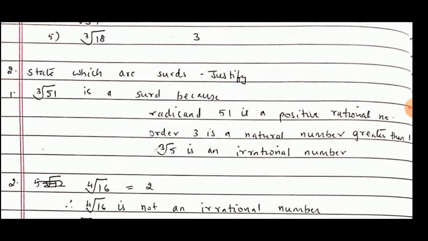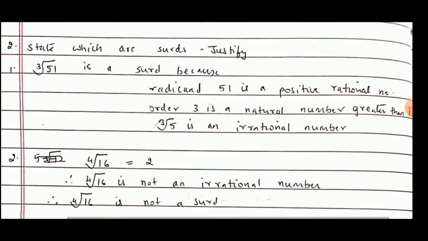First you have to write down whether radicand is positive or not. Then you have to write down the order of the surd, it should be greater than 1. And then the entire number, that cube root of 51, should be an irrational number. So these three reasons you have to write down for all the sums.